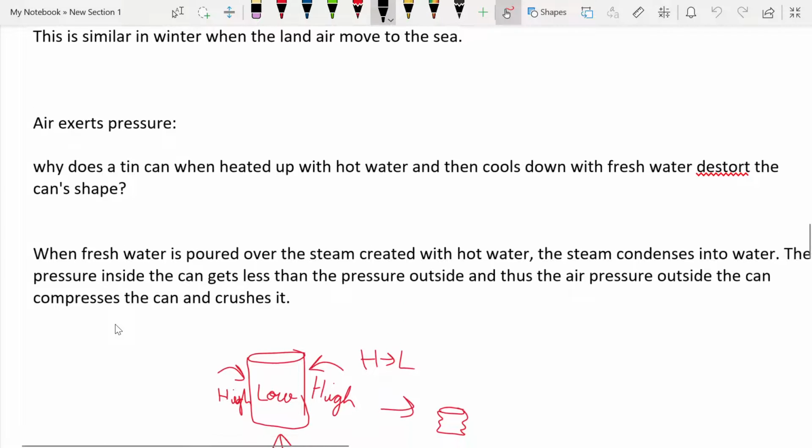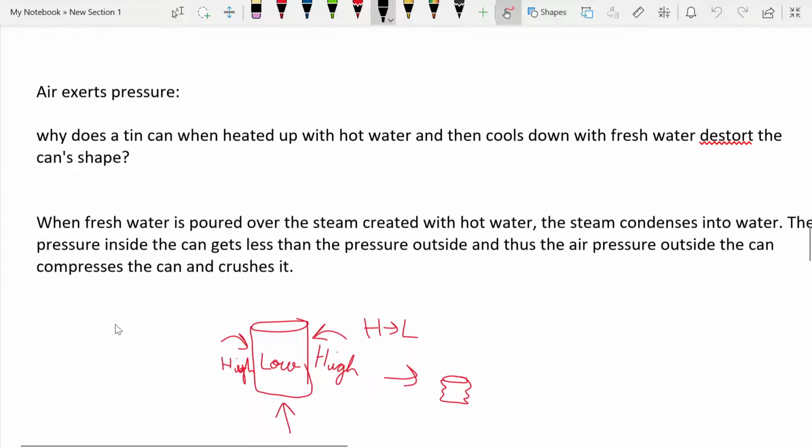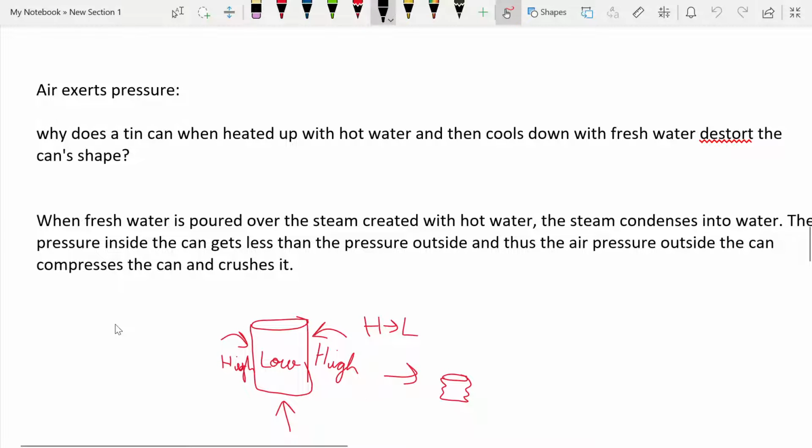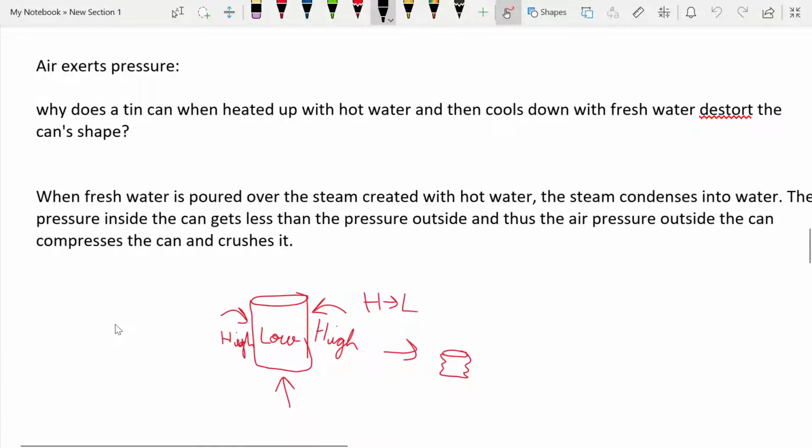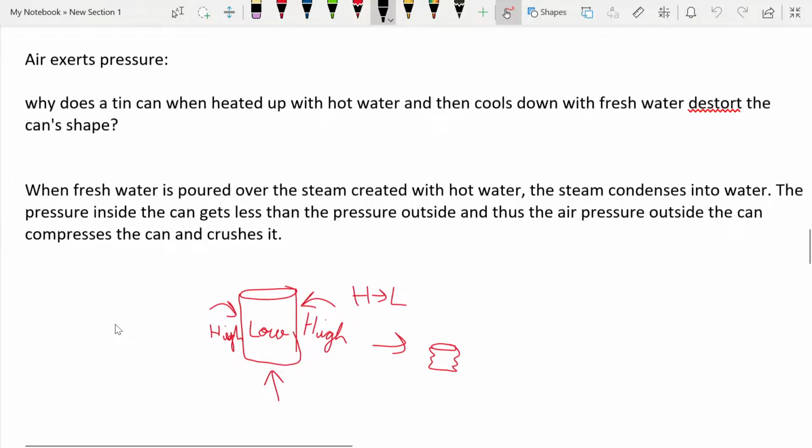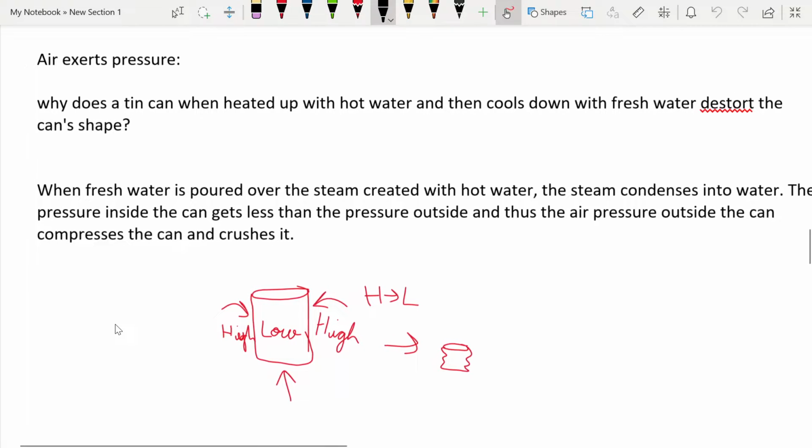Now, how can air exert pressure? There's an experiment that we can do. Why does a tin can, when heated up with hot water and then cooled down with fresh water, distort the can's shape? This happens because when the fresh water is poured in, the steam created by the hot water condenses into water, and the pressure inside the can gets less than the pressure outside.